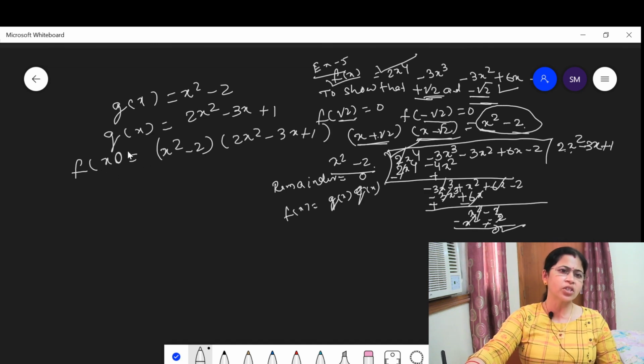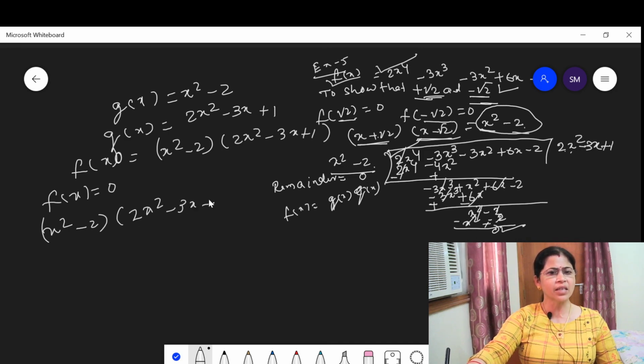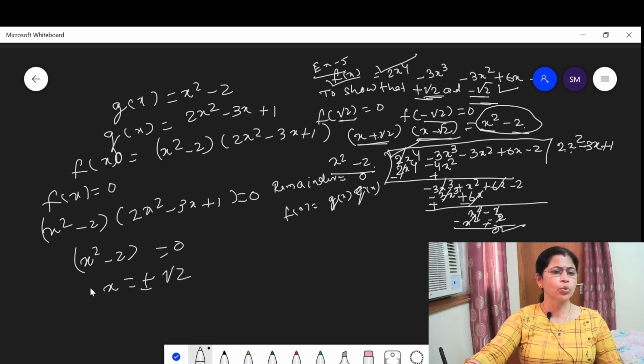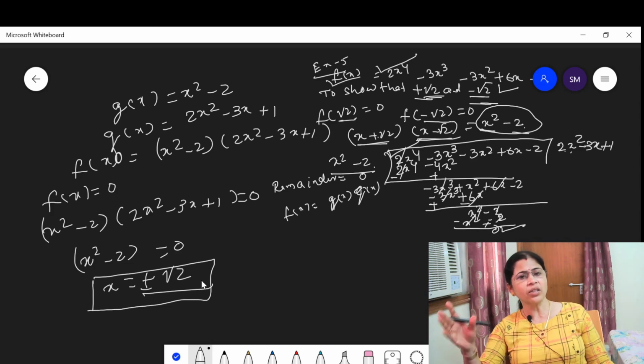Then to find the zeros, means when f(x) is equal to 0, this shows that x square minus 2 into 2x square minus 3x plus 1 is equal to 0, which shows that x square minus 2 is equal to 0. This shows that x is equal to plus or minus root 2. This proves that plus or minus root 2 are the zeros of the given polynomial f(x).